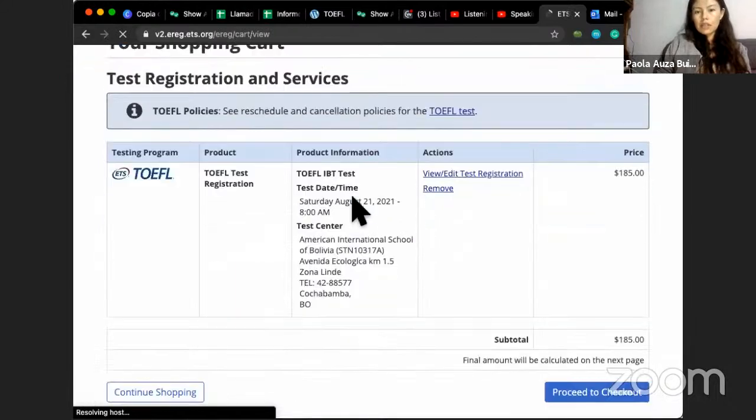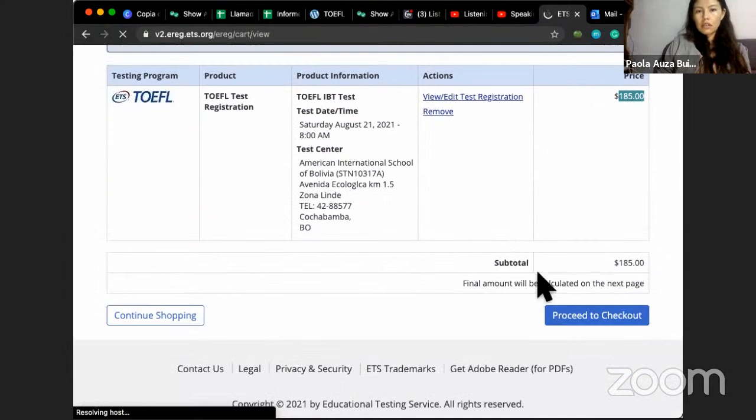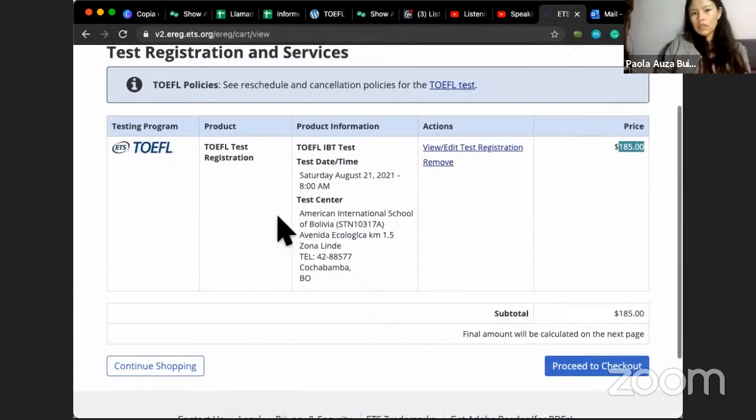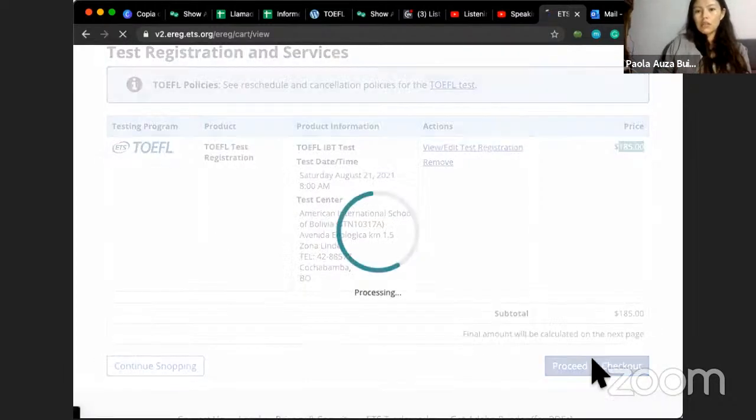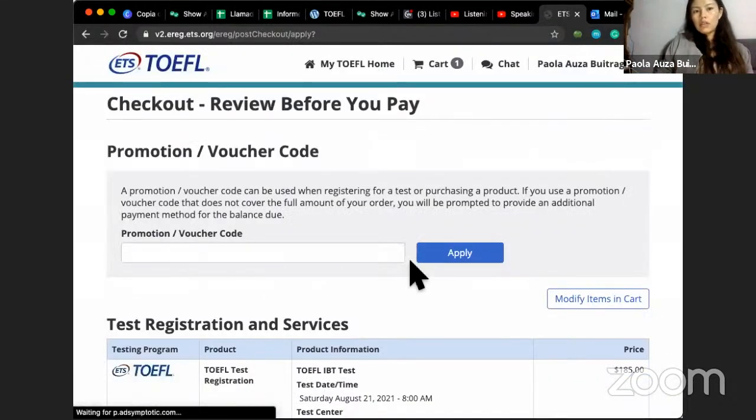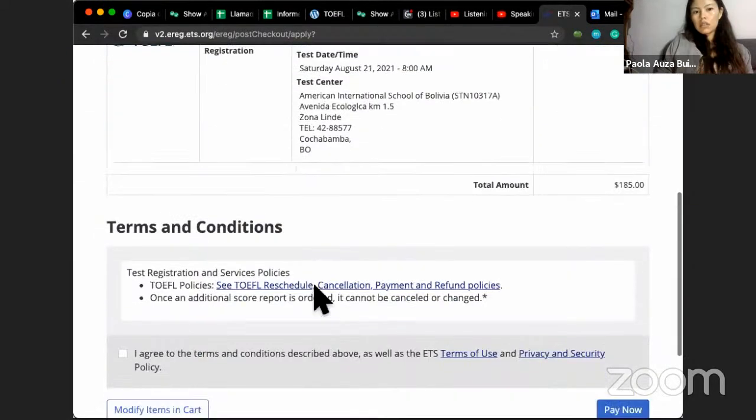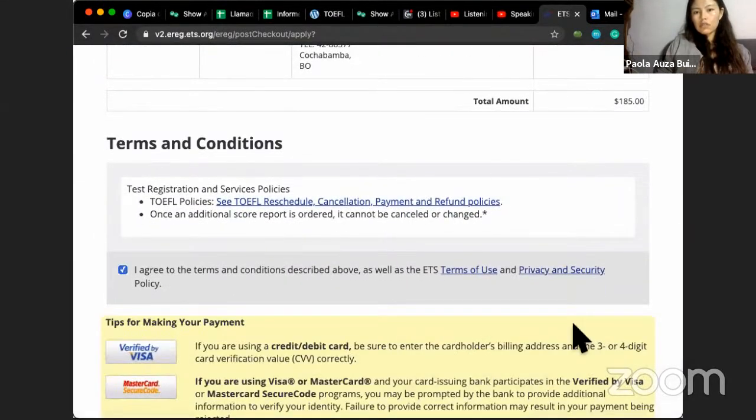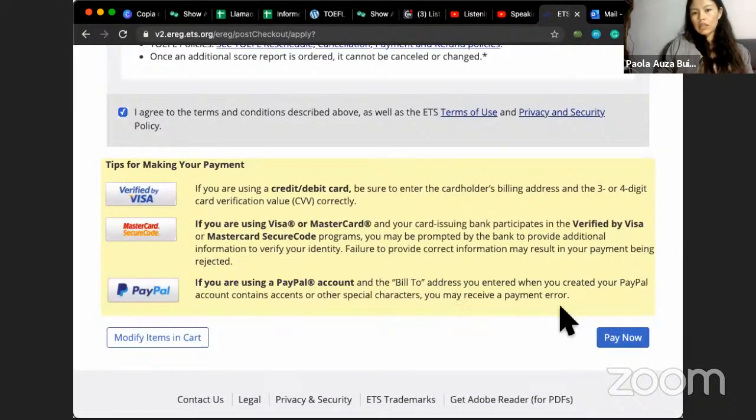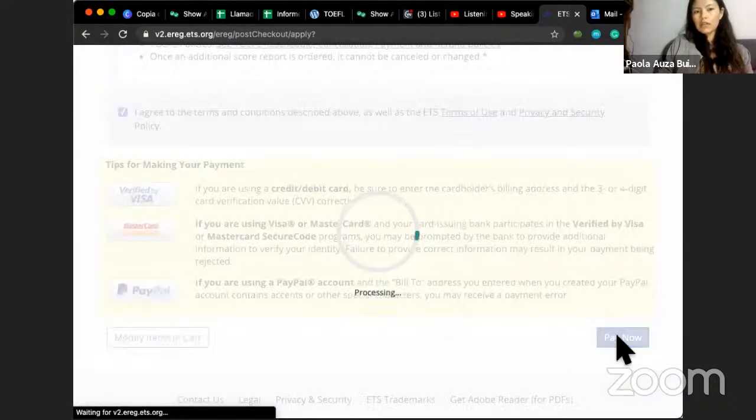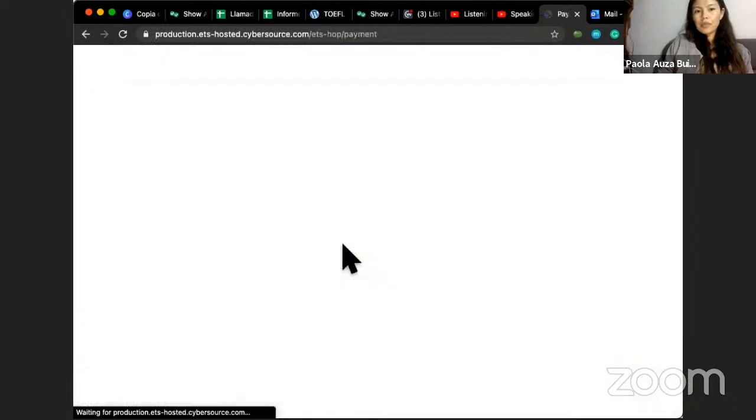Y aquí nos va a detallar. Como saben, es 185 dólares. Revisamos que la información esté bien, la fecha, la hora, etcétera. Lo registramos si desean. And we proceed to checkout. Y aquí básicamente tenemos que ir llenando con la información de su tarjeta de crédito o débito para pagar. Ok, entonces básicamente es eso. Luego nos va a mandar a que paguemos, pongamos la información en la tarjeta.